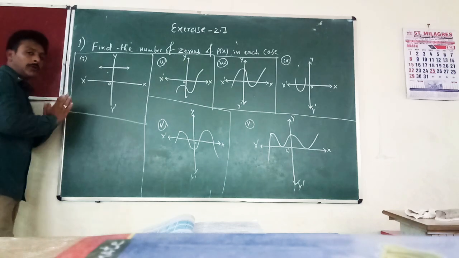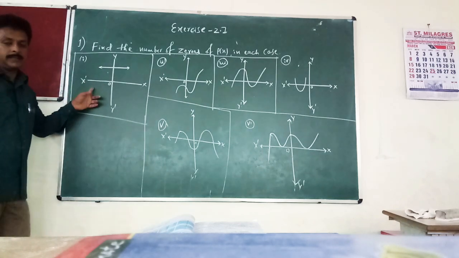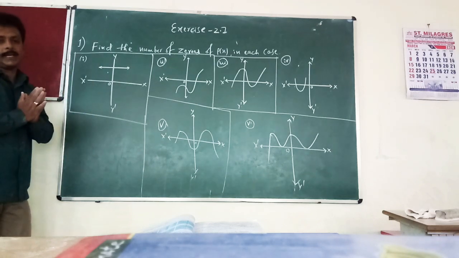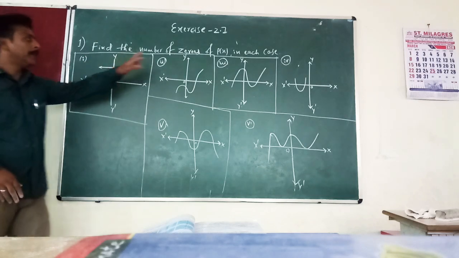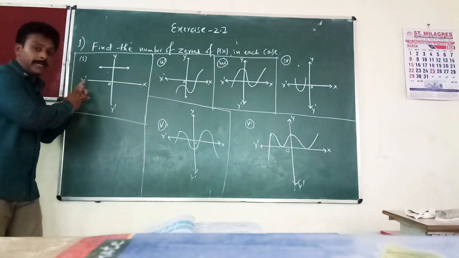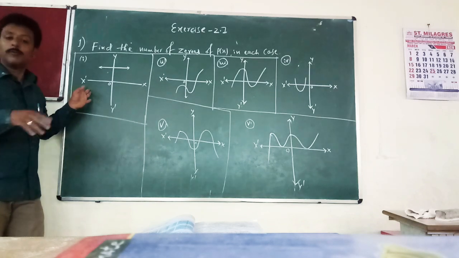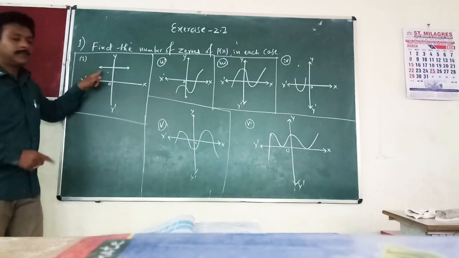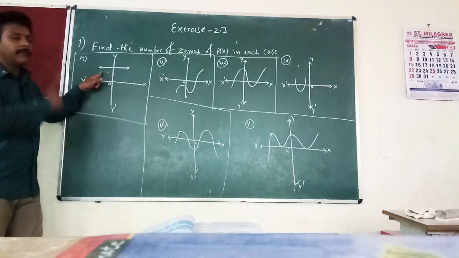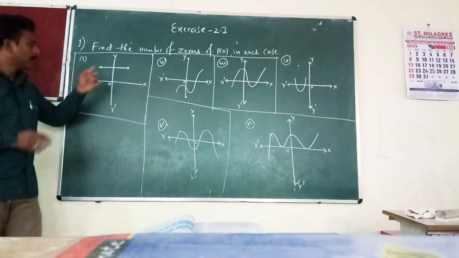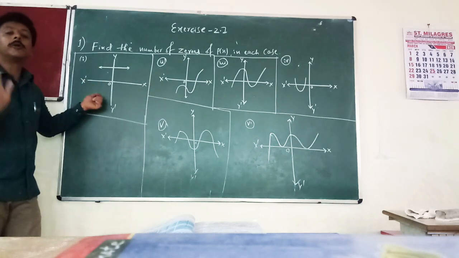Therefore, as it is not at all intersecting the x-axis, you know what is the 0 of it. As it is not intersecting the x-axis, the polynomial p of x, in the first case, does not have a 0. Why does it not have a 0? As the graph of the given polynomial is not intersecting the x-axis, because it is parallel. So it does not have a 0.